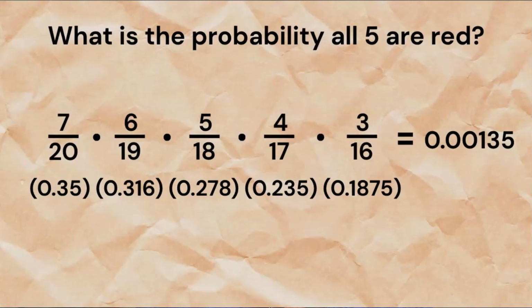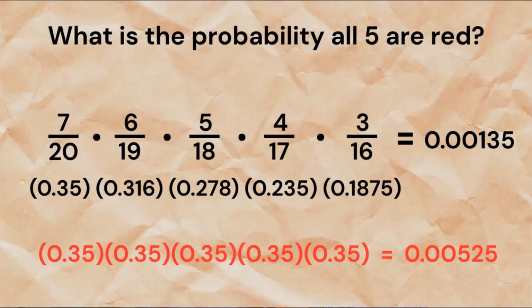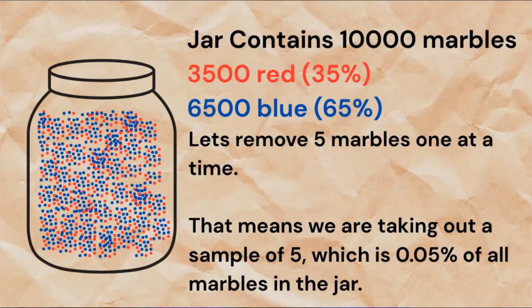Now if we did replace every marble each time, then the probability of getting a red marble would stay 7 out of 20 or 35% for the first, second, third, fourth, and fifth draw, and that would give us a probability of 0.00525. So we see a very noticeable difference in our answers if we replace versus not replacing, and that matters.